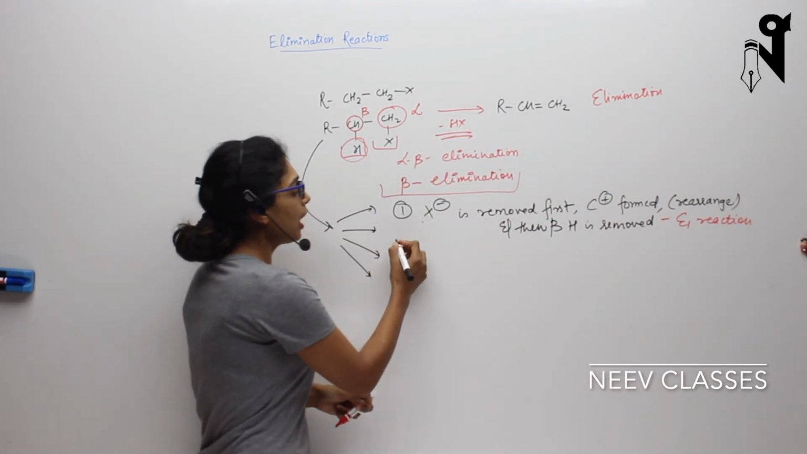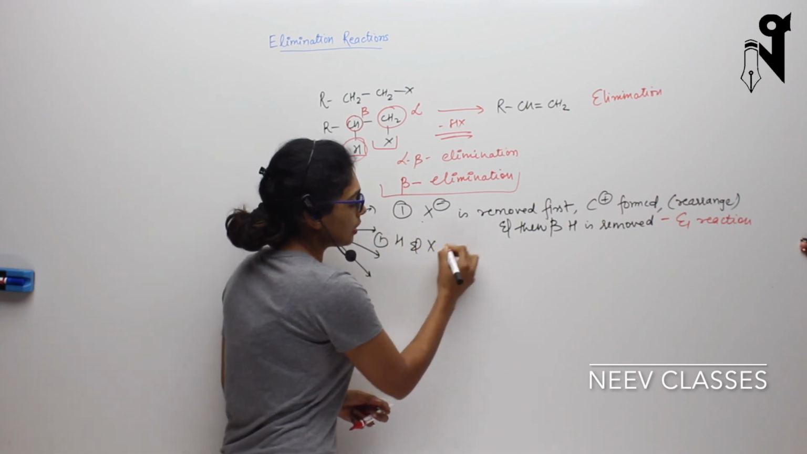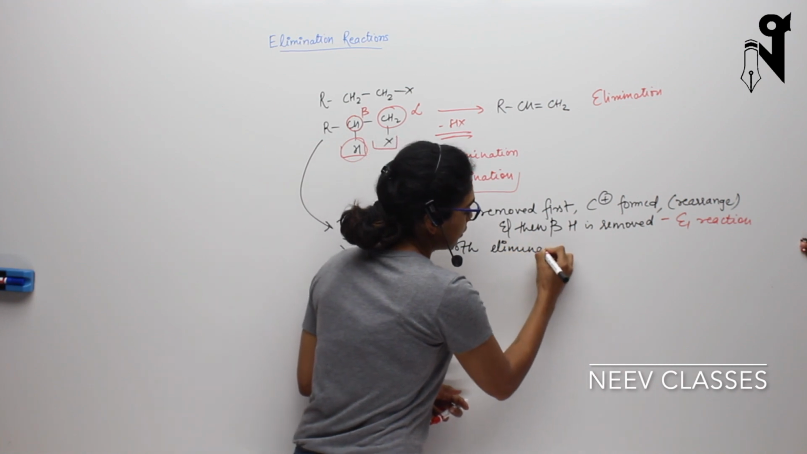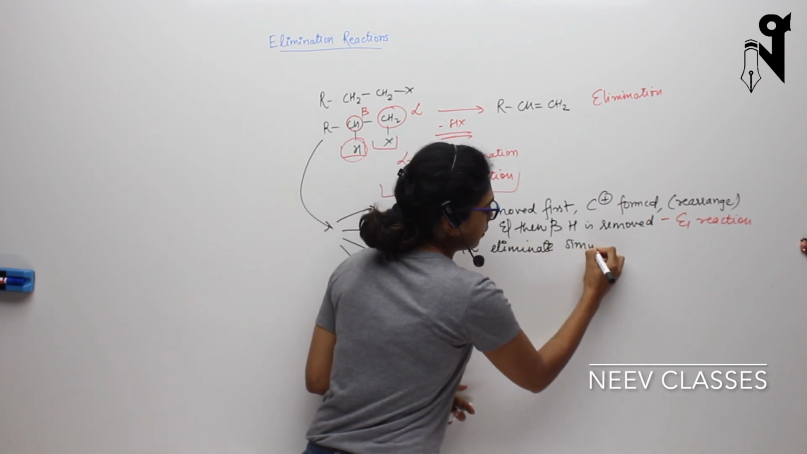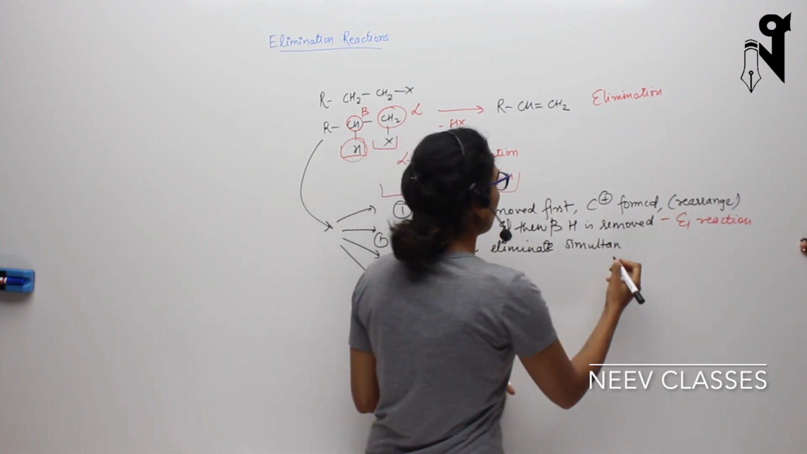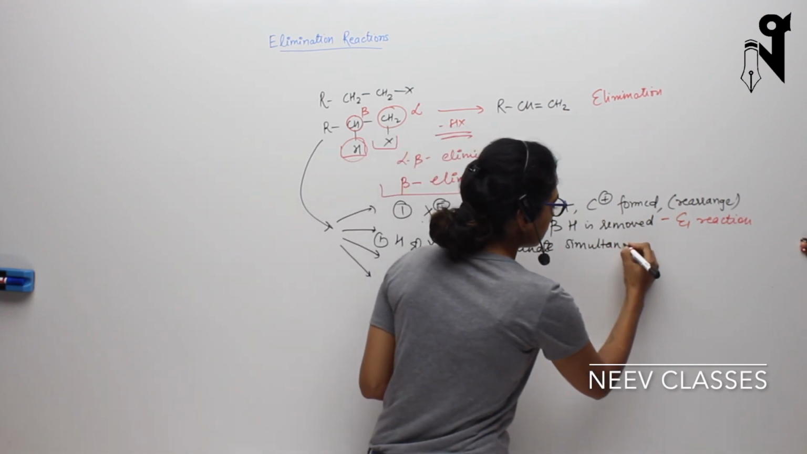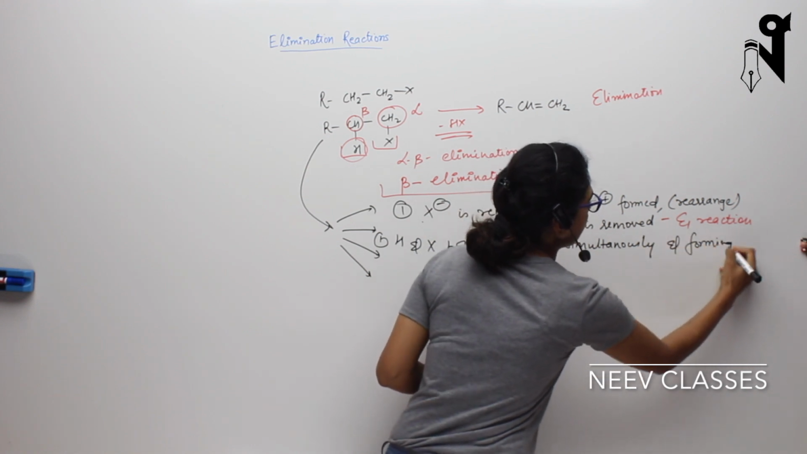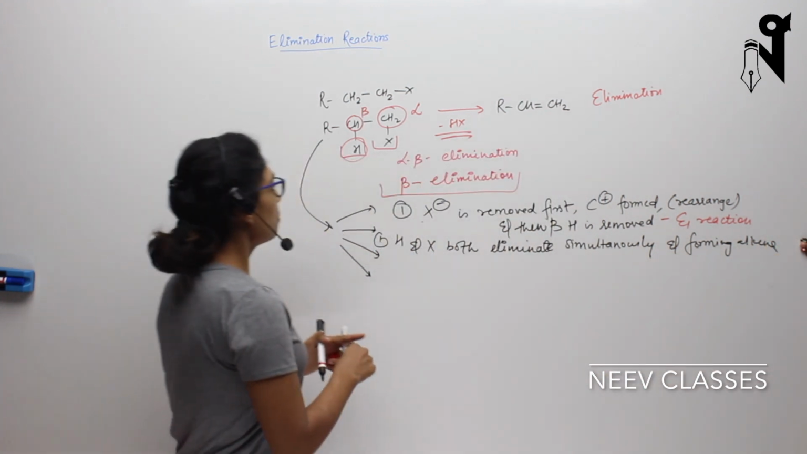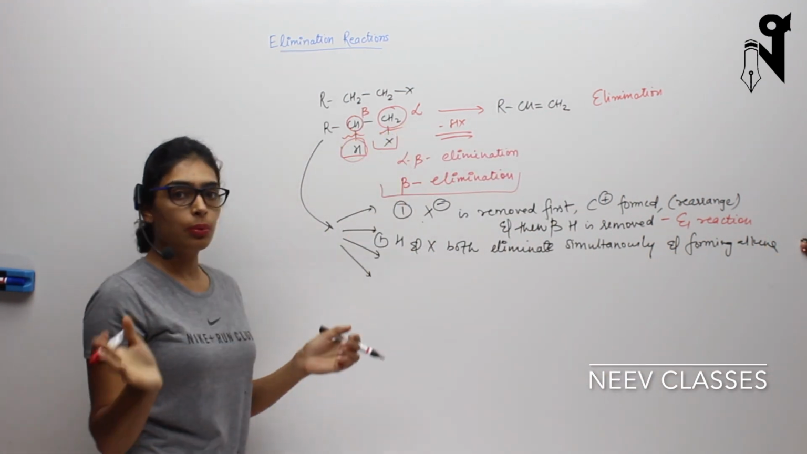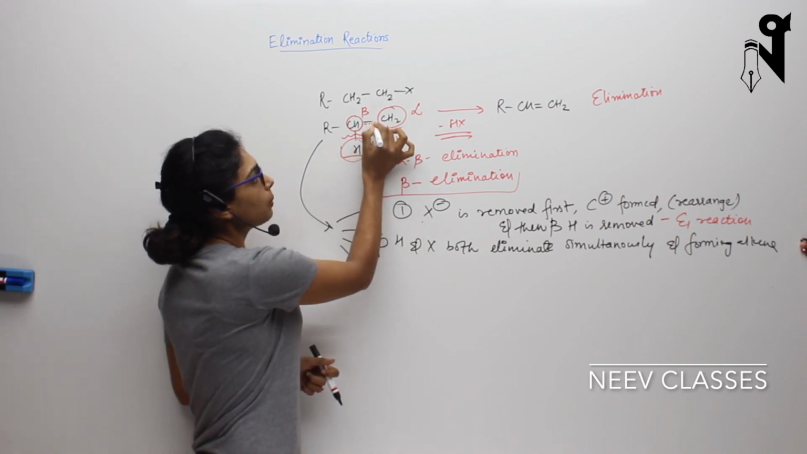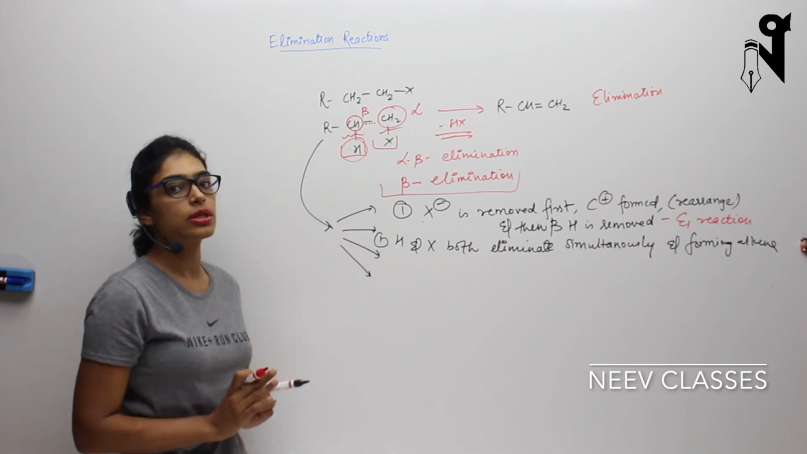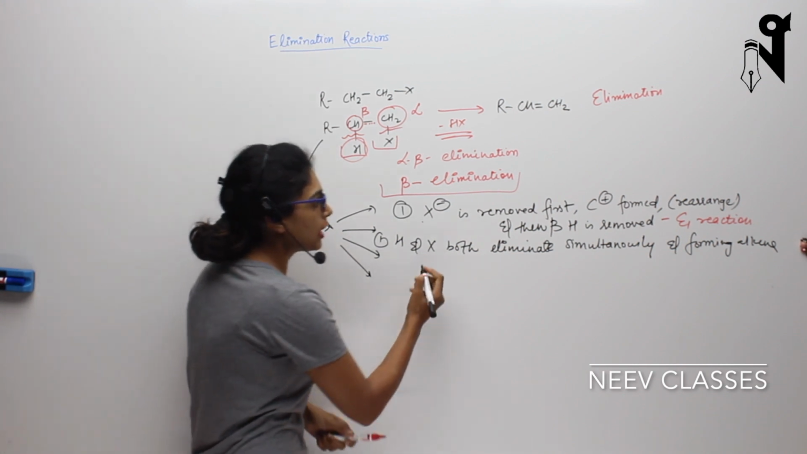Next is when hydrogen and X both eliminate simultaneously. That means both are breaking their bonds with the respective carbons and forming an alkene. So in this case, the bonds of hydrogen and X both break together, and a new bond forms between the beta carbon and the alpha carbon. This whole process happens in one transition state itself, and this reaction is called an E2 reaction.